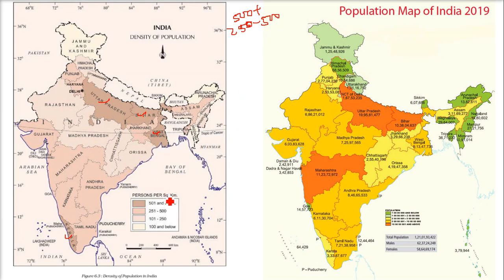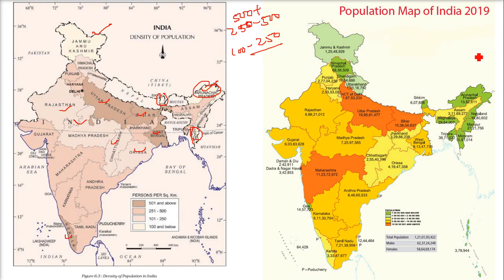Even coming below that, we see 100 to 250. So this is the region, this one. These are the regions where we have 100 to 250 people. The density is like this, and it's very scarce. People are living less. In which places? Jammu and Kashmir, Arunachal Pradesh, Mizoram, and Sikkim.